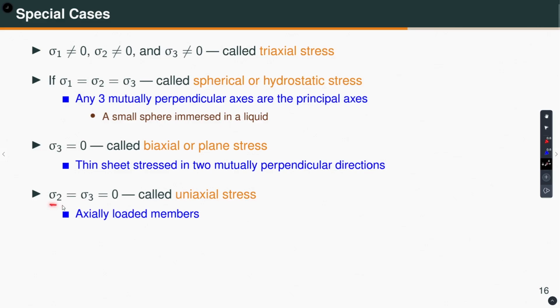If sigma 2 and sigma 3 are 0, you have only sigma 1, then it is called uniaxial state of stress, which we have been discussing for so many lectures. Okay. For example, axially loaded members. Although for beams, when we looked at the cross section, we basically assumed uniaxial state of stress. Okay. With, of course, we have neglected some shear, that is okay for Euler-Bernoulli beam.